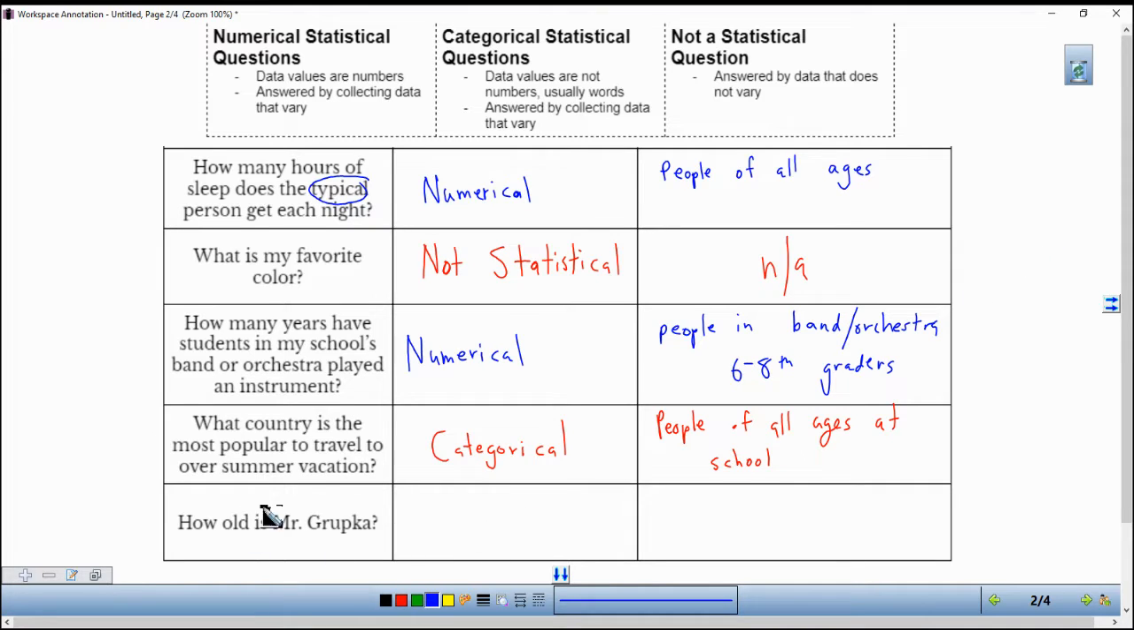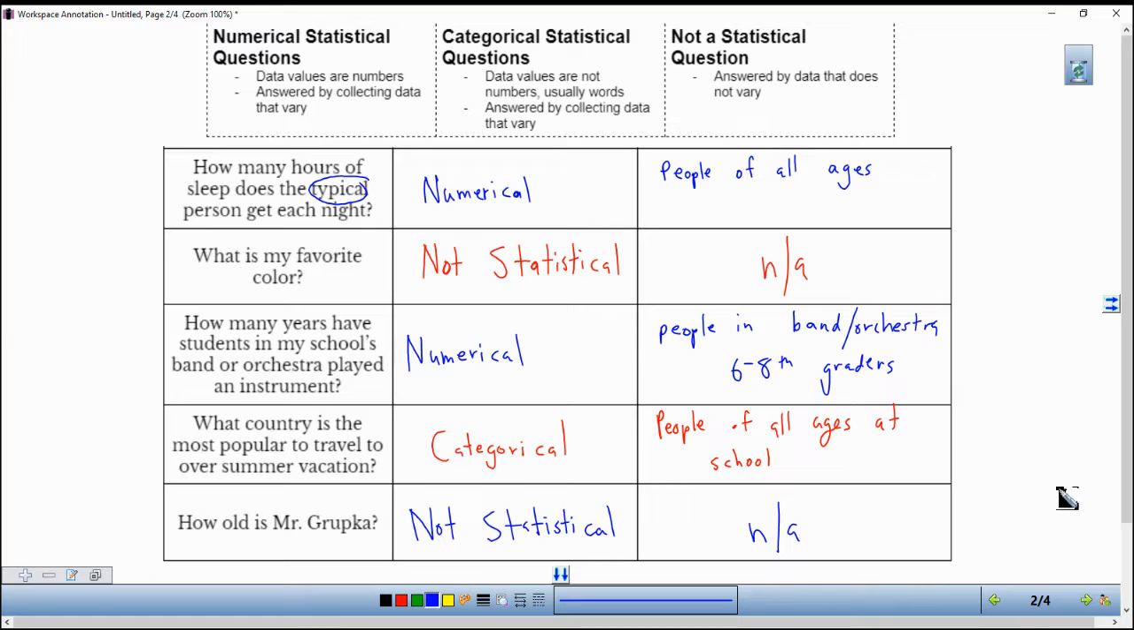Last one on this page is, how old is Mr. Grubka? Now, that one has only one answer, and if you ask a variety of people, you're either getting the wrong answer or the right answer. If there's only one right answer, the best person to ask for that would probably be Mr. Grubka. That is not statistical. You would not have to gather a variety of data to answer that question. So who would you ask? You wouldn't ask a variety of people. You just ask Mr. Grubka.